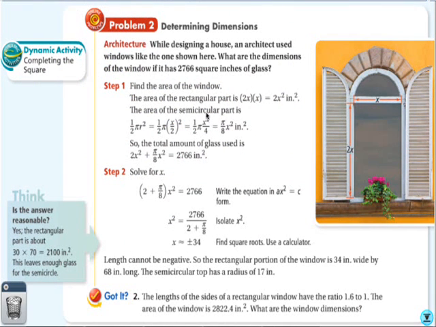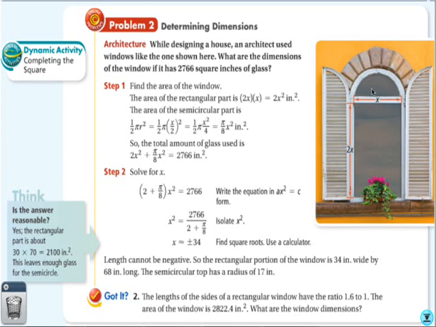Problem 2, determining dimensions. Okay, so while designing a house, an architect used windows like the ones shown here. What are the dimensions of the window? So we would need to know this area here, and we need to know this. So the area of the rectangular part is 2x times x. That part's easy. And then the area of the semicircular part is 1/2 pi r squared.